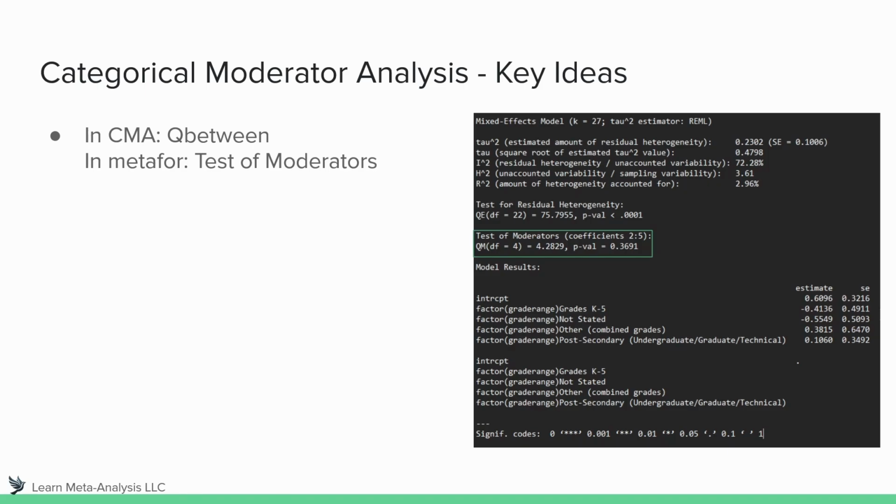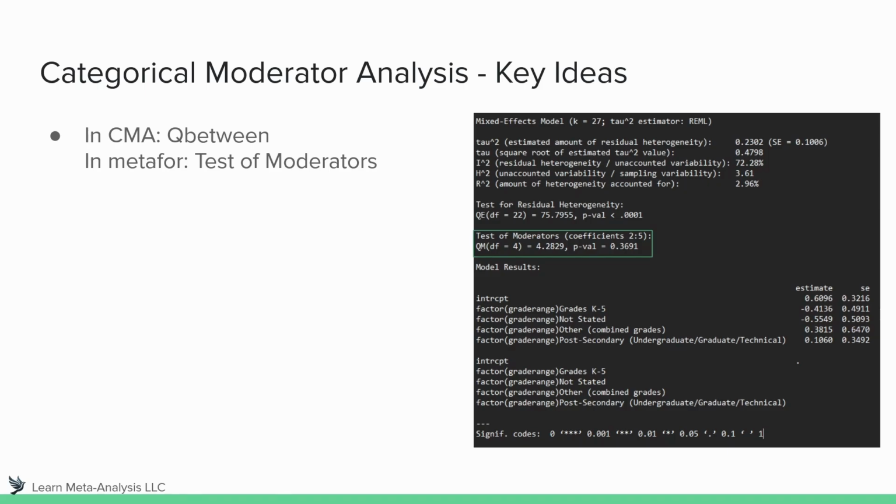Essentially what we're looking for right now is if there are significant differences between levels of the moderator. Let's look at the model results. We have an intercept, which we're going to come back to in a minute, but you can also see we have grades K through 5, not stated, other, and post-secondary. In this case, we want to know if the effect size for, for example, grades K through 5 is significantly different than the one for, let's say, post-secondary. That's what this test of moderators is looking for. That's what we want to know when we run a moderator analysis: are there significant differences between these levels of the moderator?